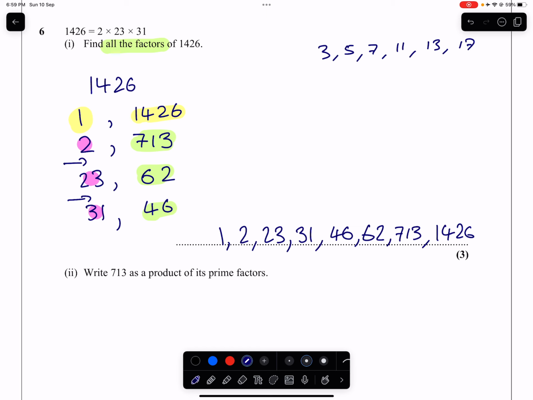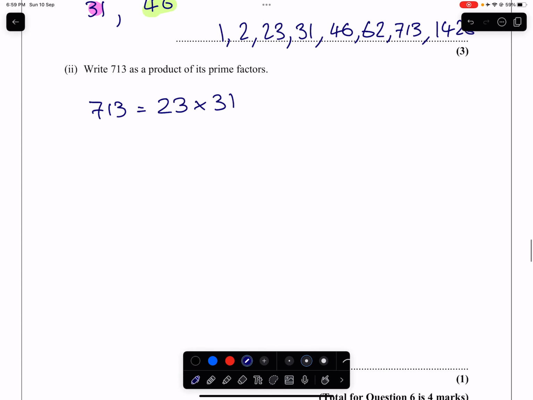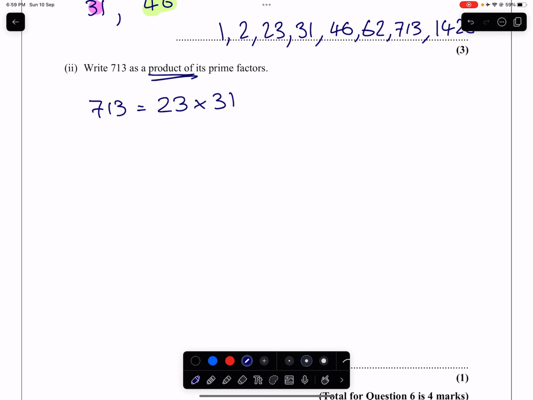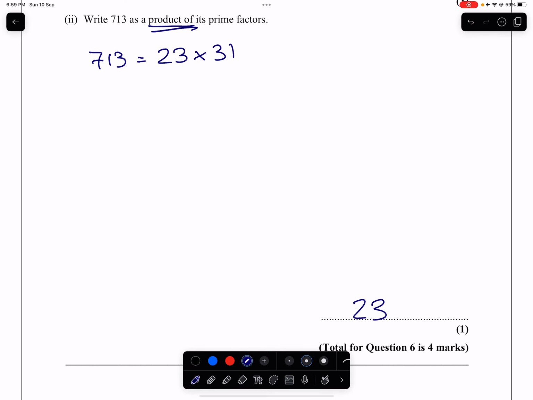Part 2, write 713 as a product of its prime factors. Well, if we actually look back at 713, notice that it times 2 is what made 1426. Well, effectively, if we ignore this 2 here, 713 is just going to be 23 times 31. So that is our answer. It has to be written as a product of, because that's what the question asks. So 23 times 31 is our final answer there. Done.